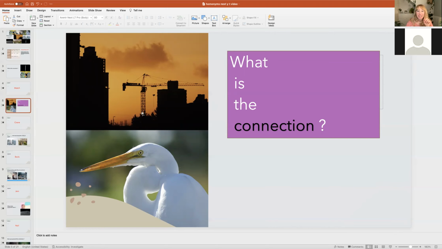Yeah, so what is the English name for the first picture and what is the English name for the bird?